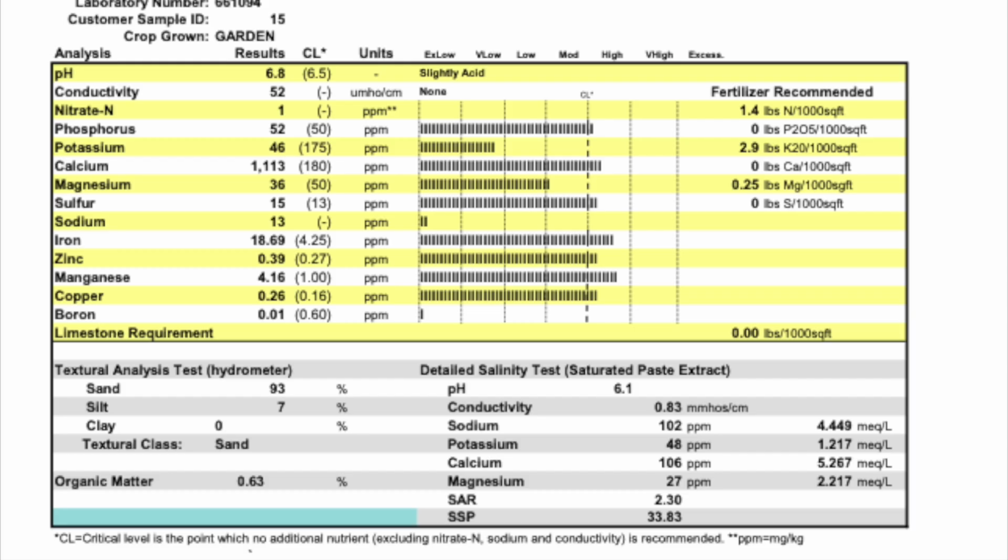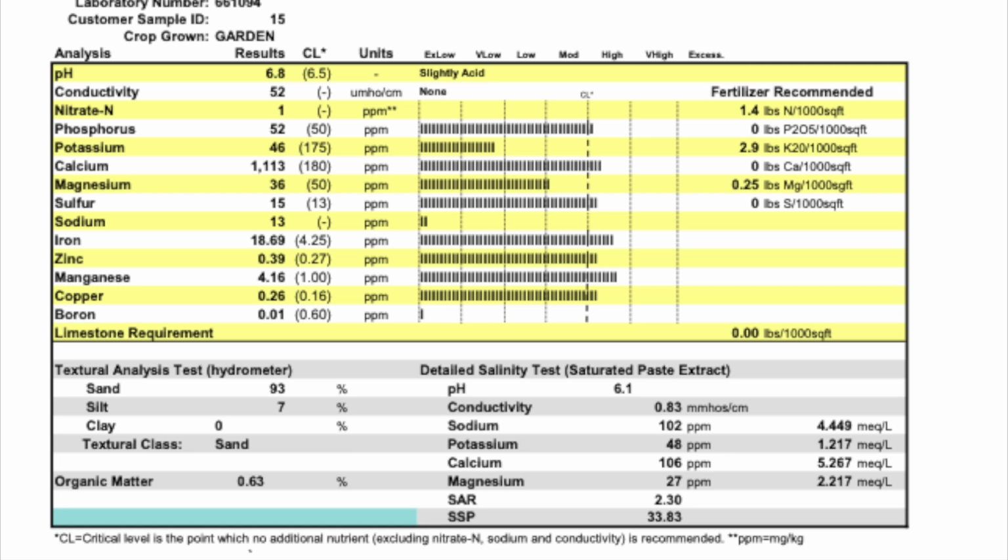So then the next thing is the textural analysis test, which tells you what type of soil you have. And he's got 93% sand, 7% silt, and no clay at all. So you've got a sandy soil, which you knew. You've got sandy soils there.